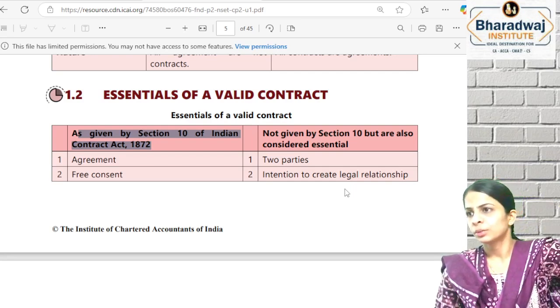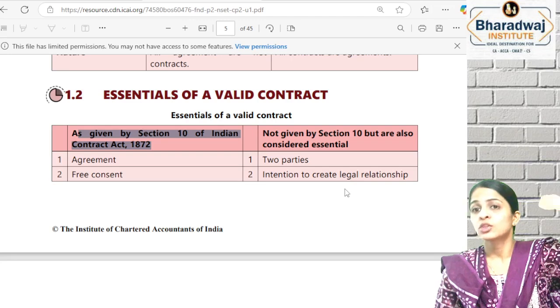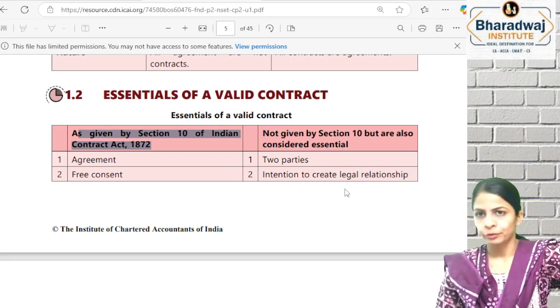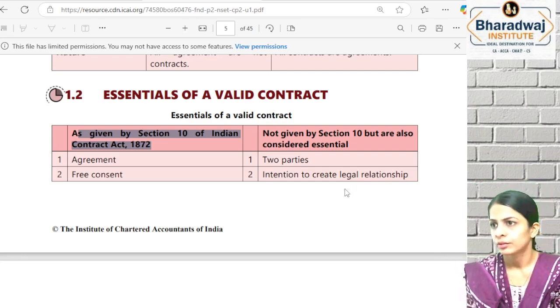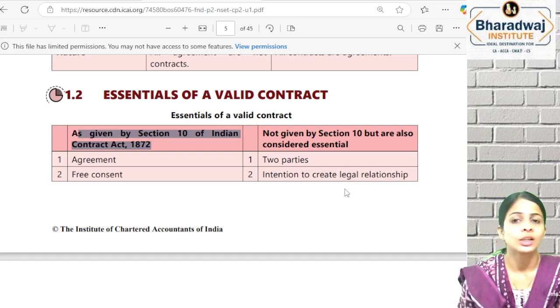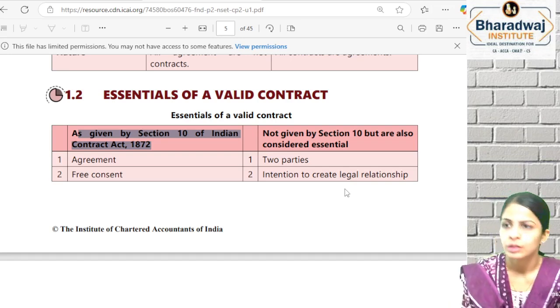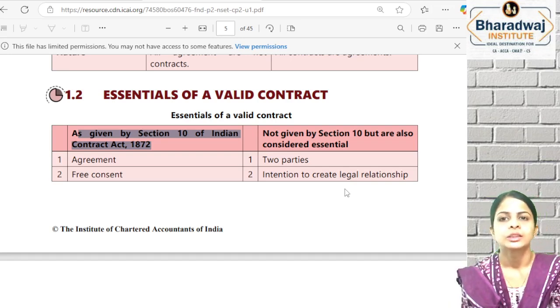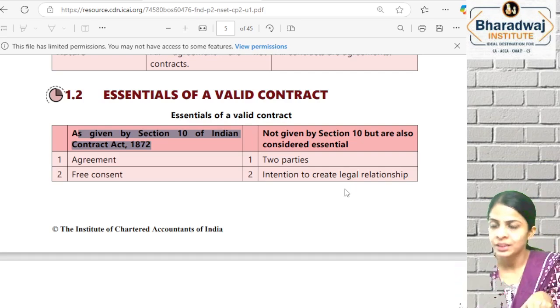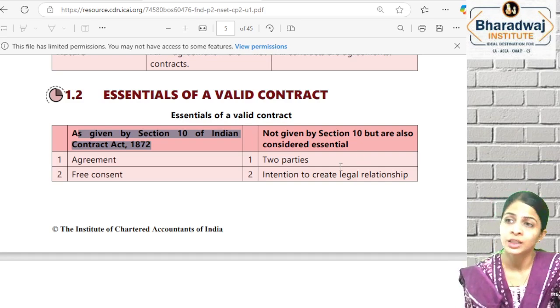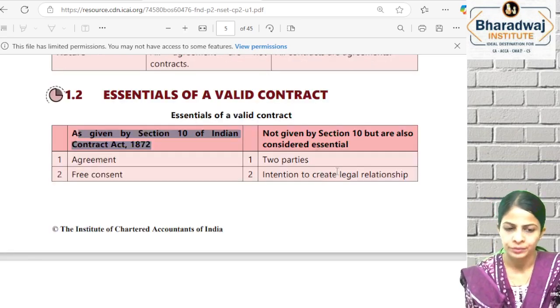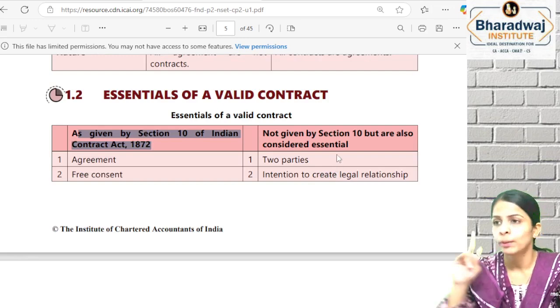Then what is the next topic? It has to be legally possible to perform. Impossible things, like going to the moon or taking stars, are all impossible, so that is not allowed. That is covered under section 10. Apart from this, there are certain elements which are not given under section 10. What are they?